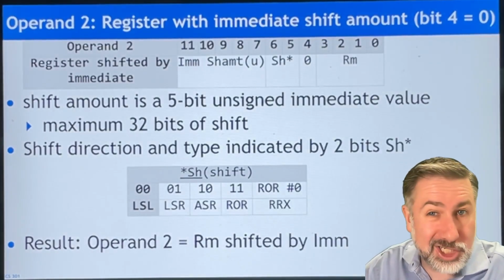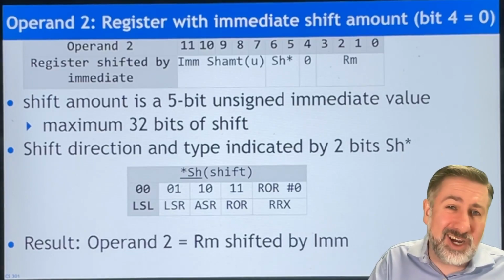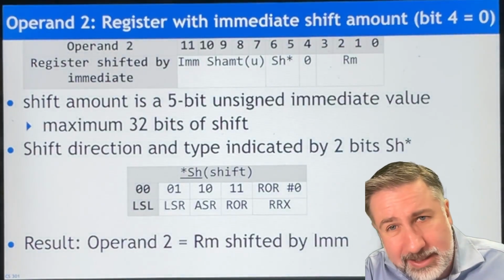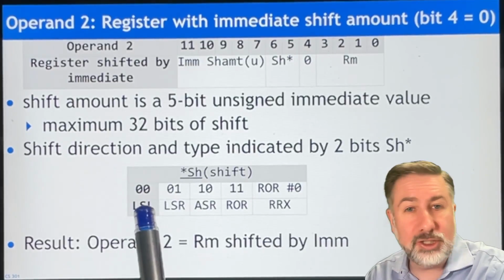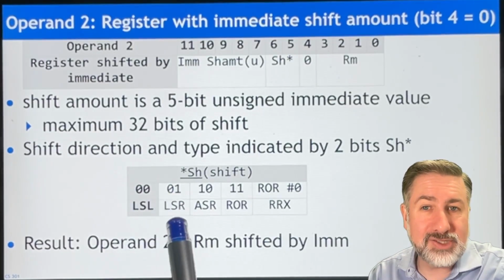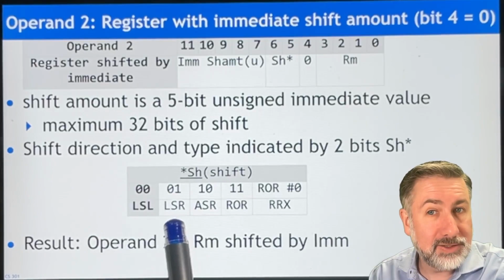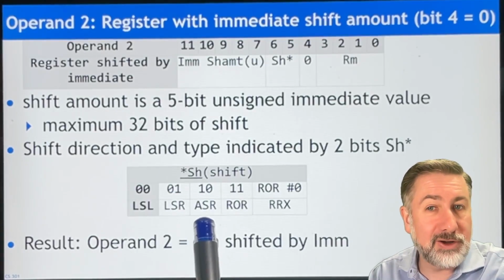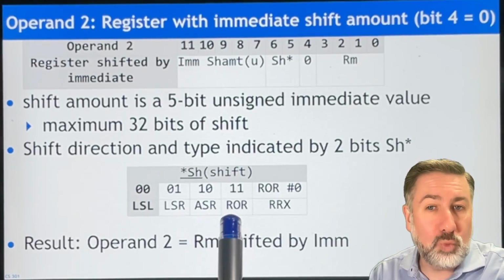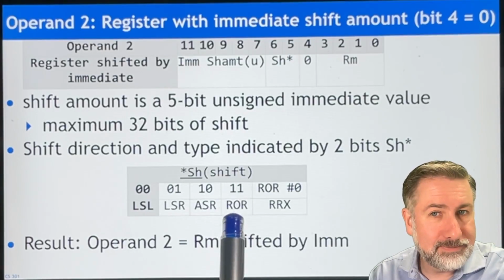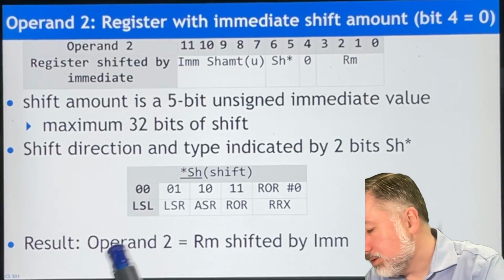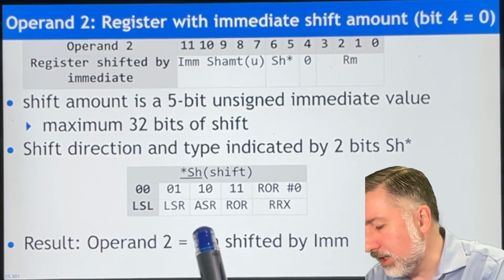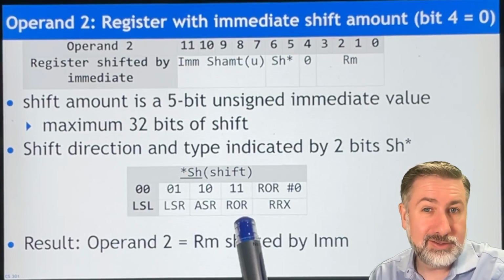Then the shift direction, just like everything else in ARM, is a simple case and a complicated case. So we've got 3 simple cases. If it's 0, 0, it's a logical shift left. If it's 0, 1, it's a logical shift right. If it's 1, 0, it's an arithmetic shift right. And if it's 1, 1, it's a rotate right. Oh, sorry, 4 regular cases: logical shift left, logical shift right, arithmetic shift right, rotate right.